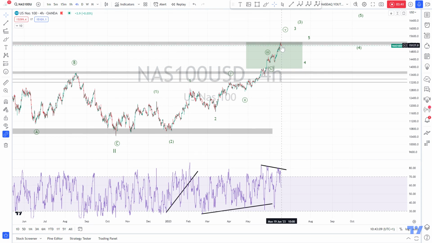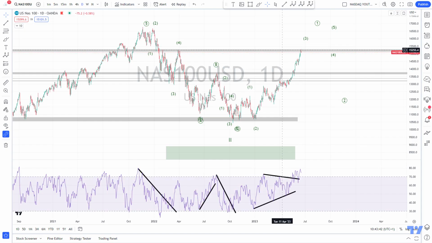I mean, a pullback does not have to mean a crash or whatsoever. The main direction is bullish. That's for sure. In the higher time frame, we are bullish. But here on the lower time frame, we see signs that a pullback might be near. So then let's have a look at the 1 hour time frame.